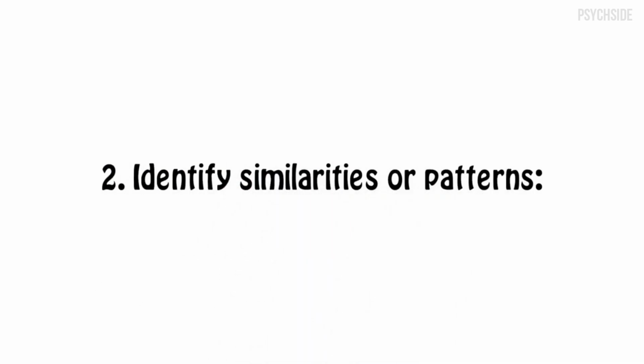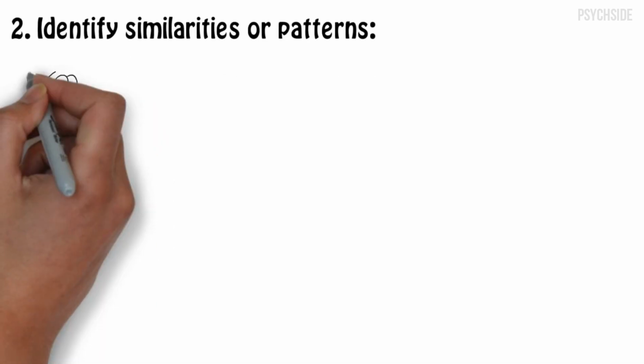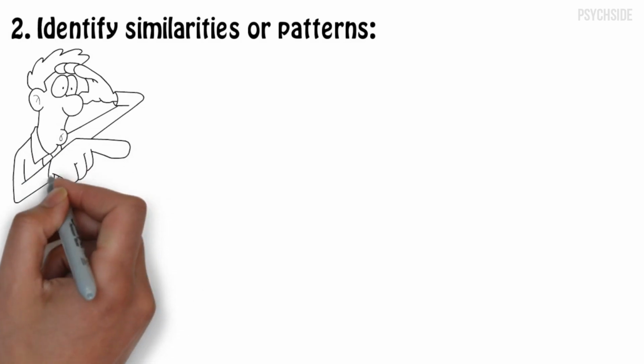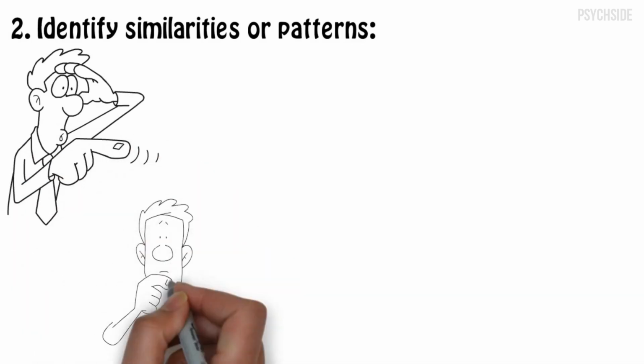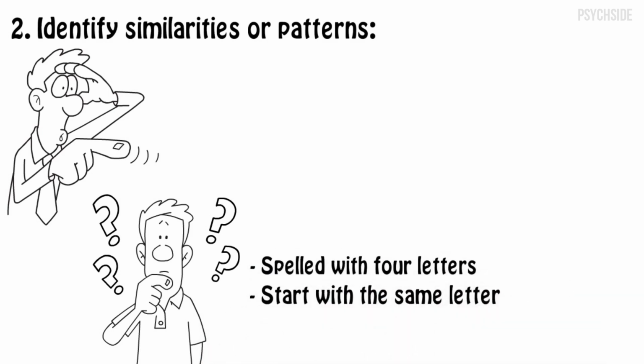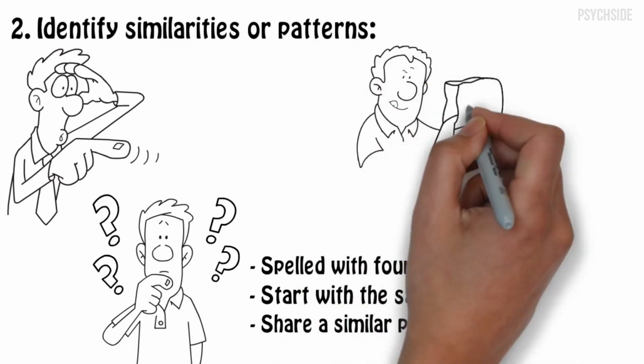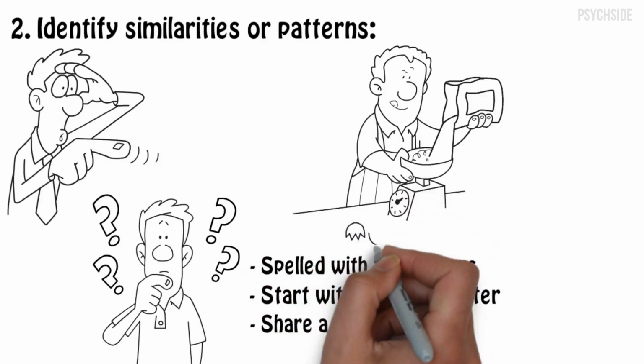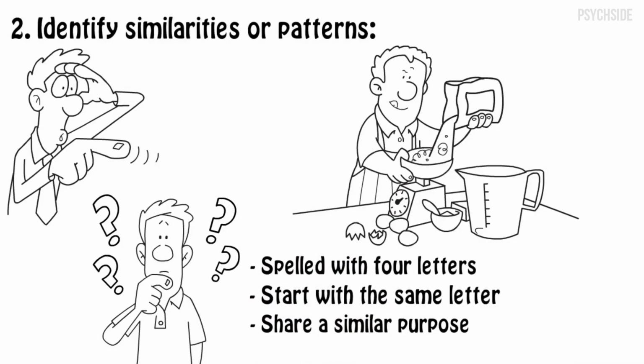2. Identify similarities or patterns. Look for ways to relate units to each other in meaningful ways. What do the items share in common? You might group items together because they are each spelled with 4 letters, because they start with the same letter, or because they share a similar purpose. You might be more likely to remember that you need eggs, baking soda, and chocolate chips if you are to bake a cake. Simple chunking.